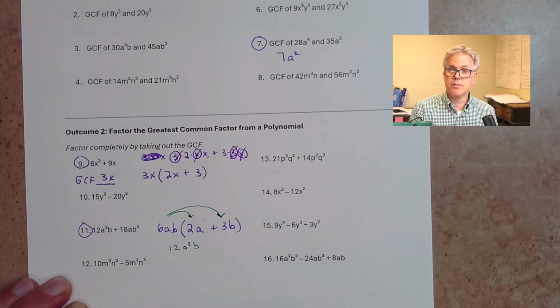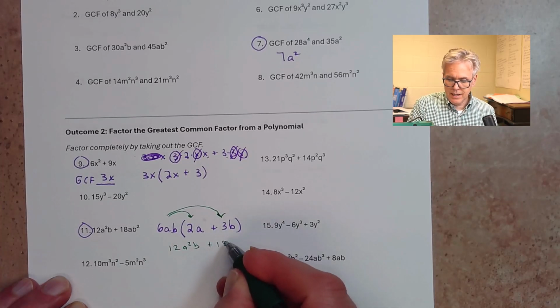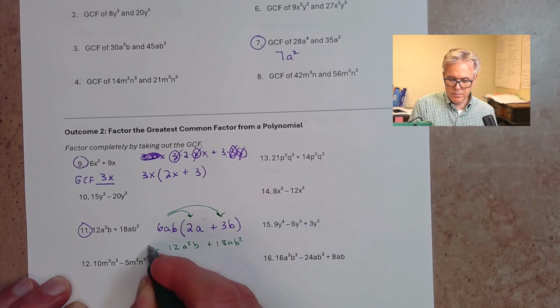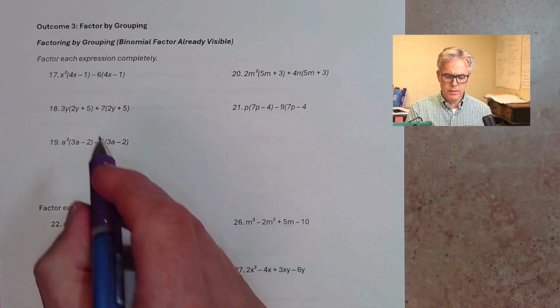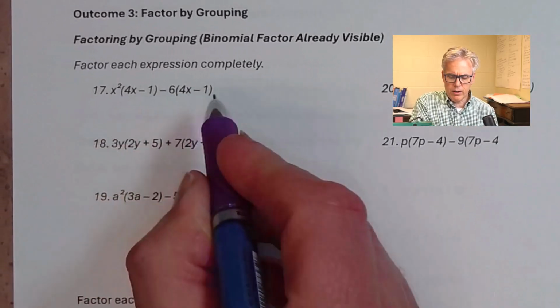Then 6ab times 3b is going to be 18ab squared, which is what I got originally. Okay, factor by grouping. So the binomial factor is already visible. So here, I've already grouped it up.